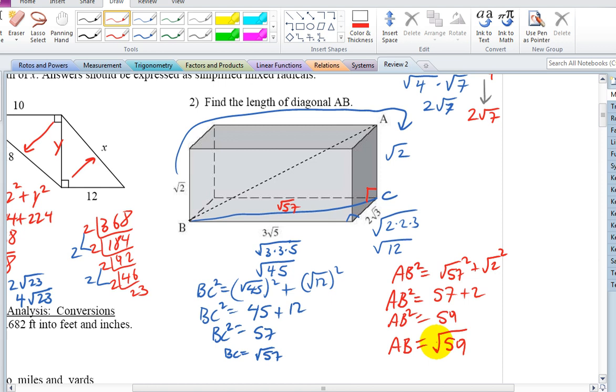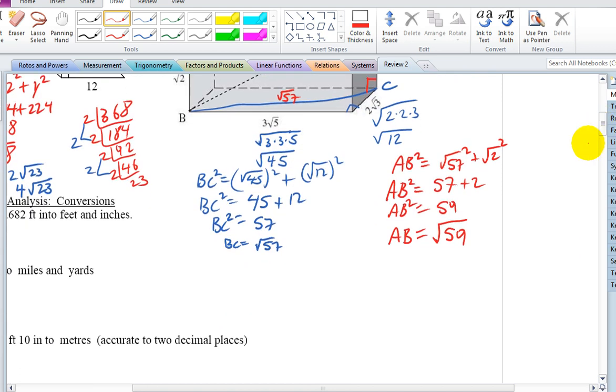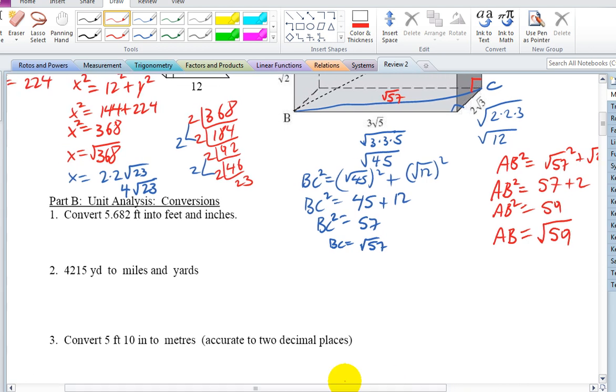Okay, any questions? Now the reason why we have to review Pythagoras is we're often doing Pythagoras where we're finding heights and slant heights. Okay, so it's pretty common.